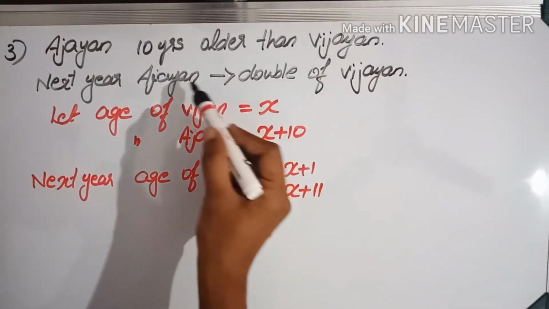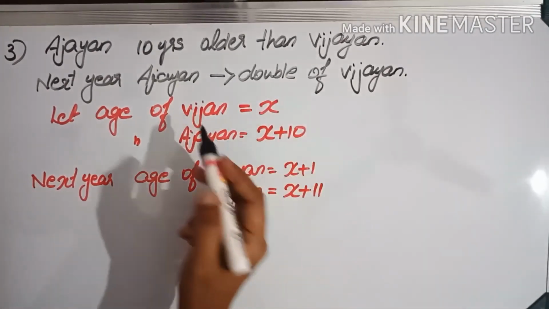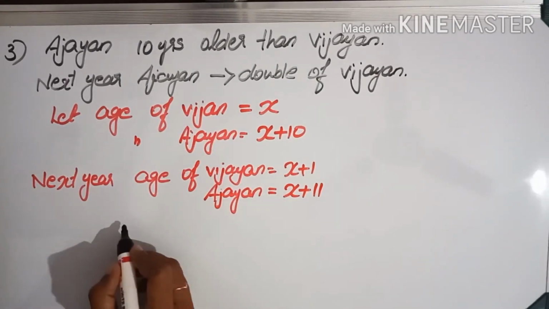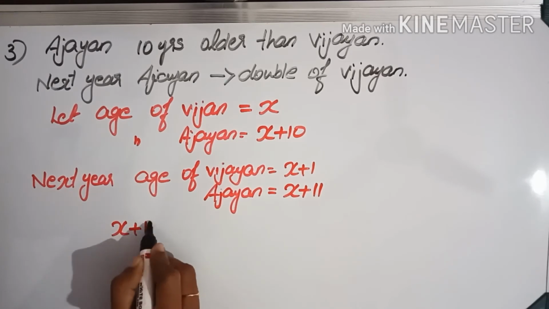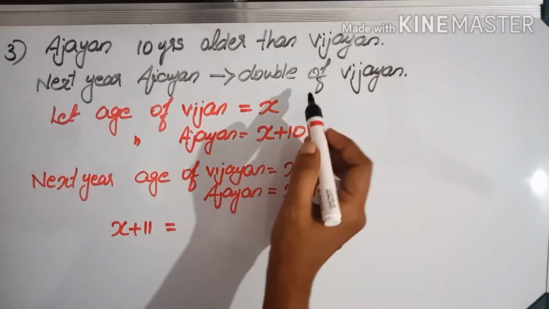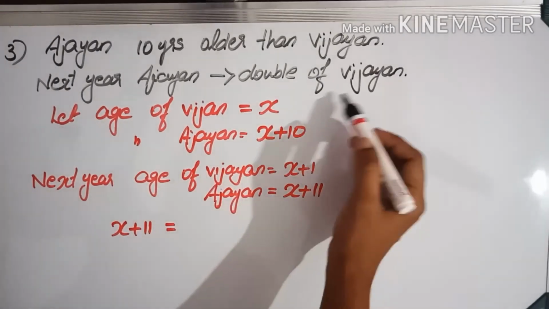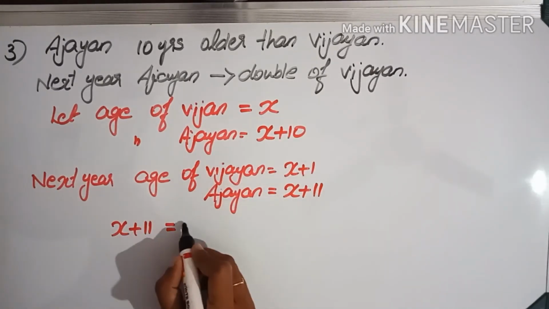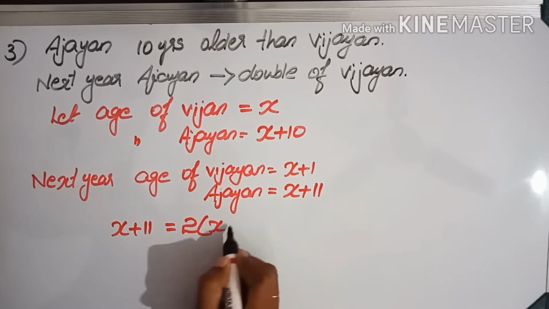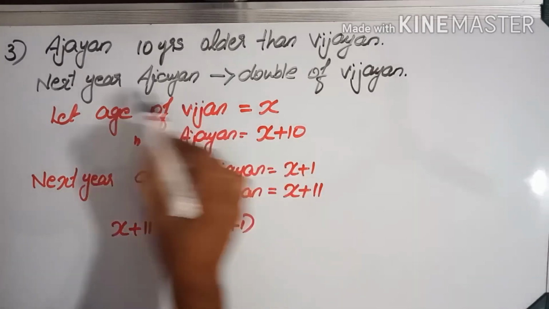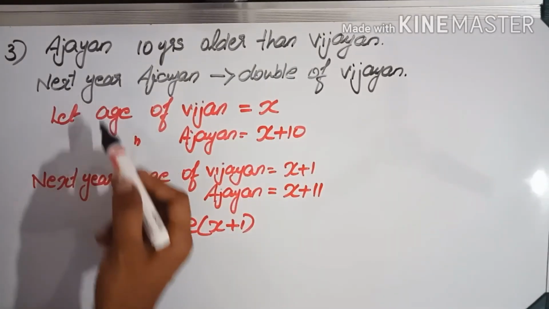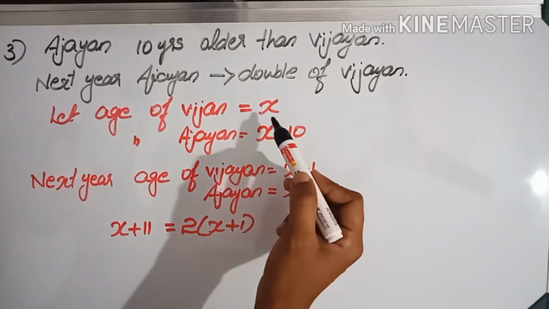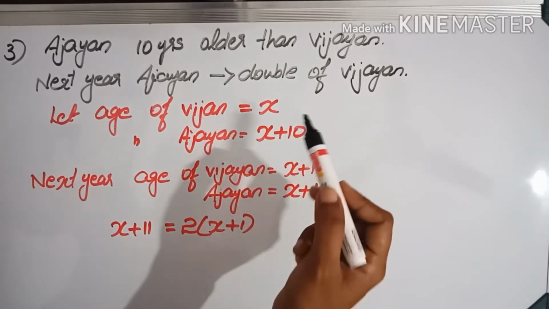We have to create the equation from this statement. Ajayan's age is x plus 11, and that is equal to double of Vijayan's age. Vijayan's age is x plus 1, so double means 2 into x plus 1. This statement is about next year's age, so we consider these, and don't consider the present ages.